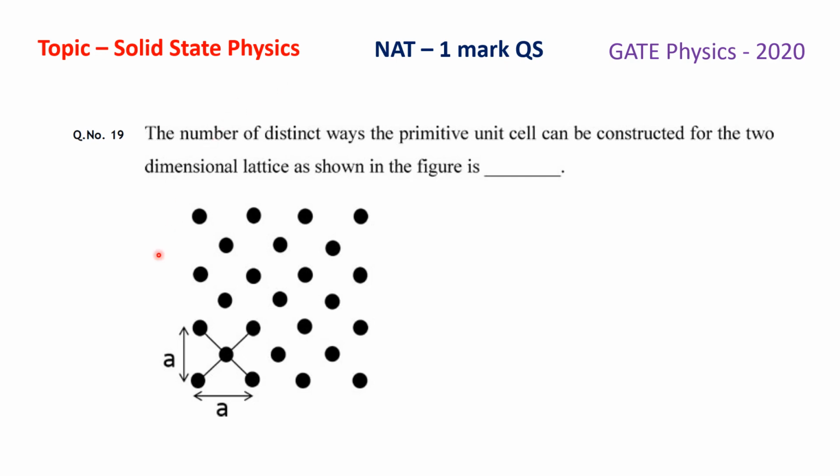In the question, a two-dimensional lattice structure is given. The question is: the number of distinct ways the primitive unit cell can be constructed for this two-dimensional lattice, as shown in the figure, is? So we have to find how many ways we can construct the primitive unit cell with this two-dimensional lattice structure.